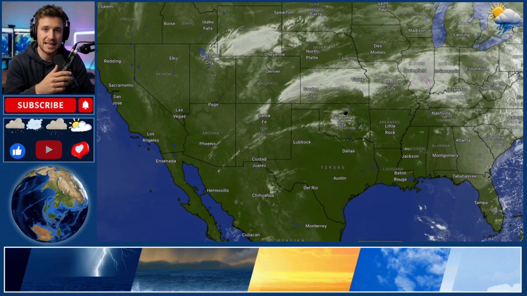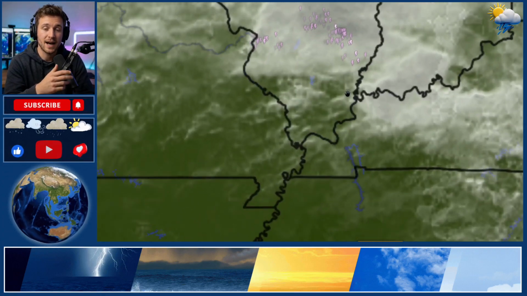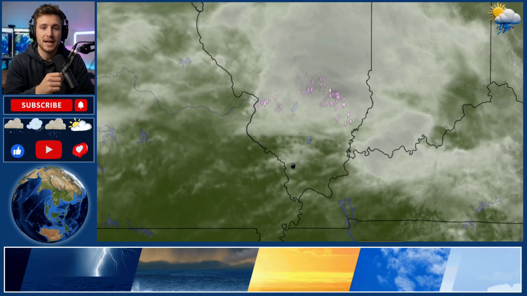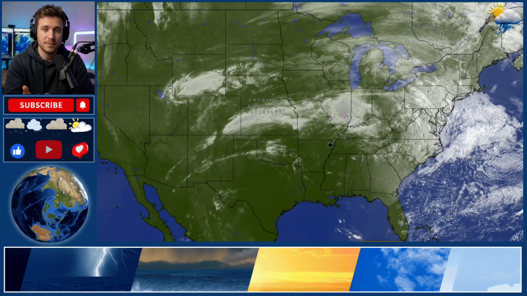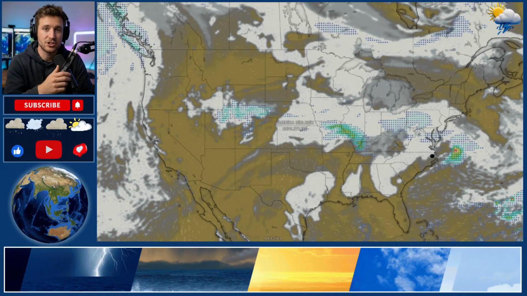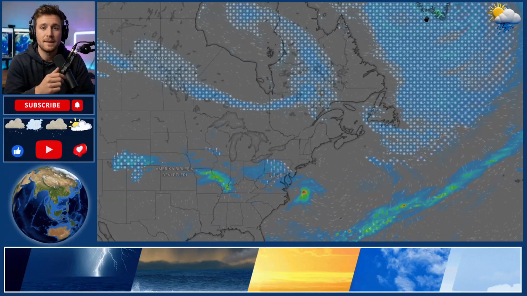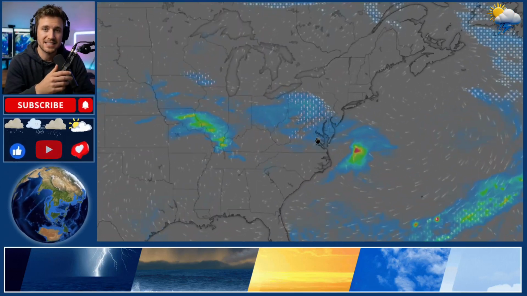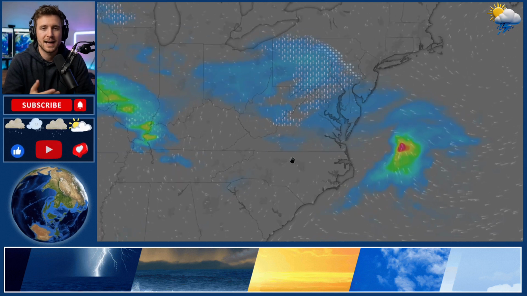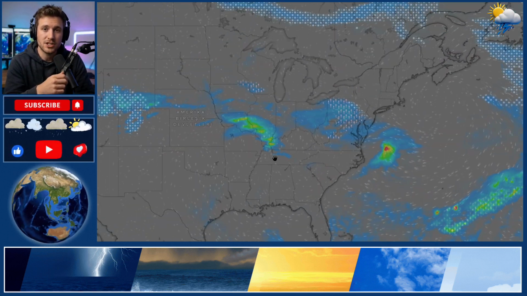Now let's shift to the eastern United States, because this is where we have a completely different type of weather happening. Across the Appalachian region and the mid-Atlantic, particularly focused on West Virginia and Virginia, we have a precipitation shield that's bringing rain, and in some areas, thunderstorm activity. The map shows precipitation indicators with lightning strikes, and that tells us this isn't just light, steady rain. There are convective elements embedded within this system.